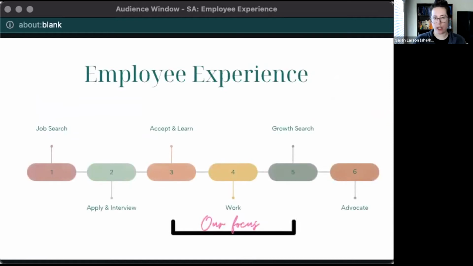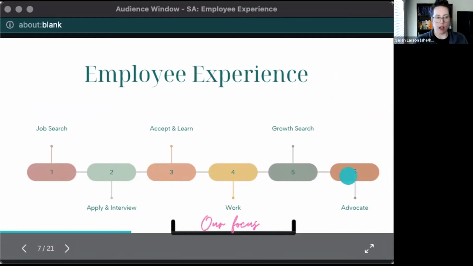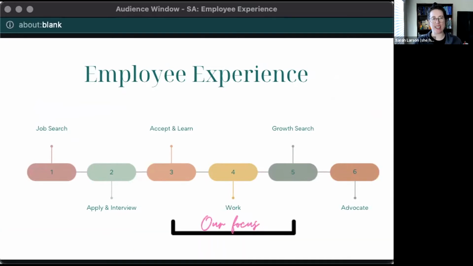So this is the employee experience journey that I was telling you about. And you were just talking about the accept and learn. So that's like stage 3 right here. And this is a very, very, very general employee experience journey map. And the employee journey is the time that the employee spends at a company. And it starts when the employee applies to the organization, and it ends when the employee quits the organization, or potentially, as you can see here on the slide, advocates for the organization after they've left.